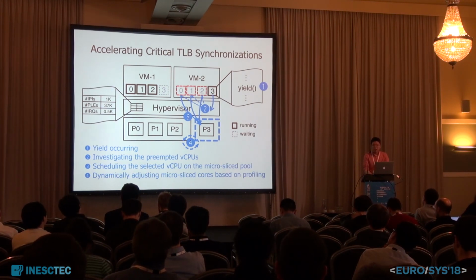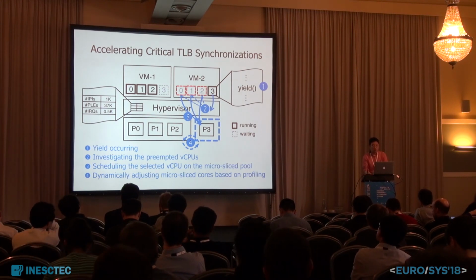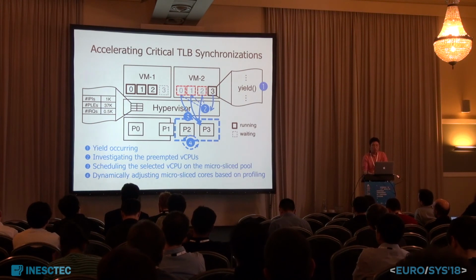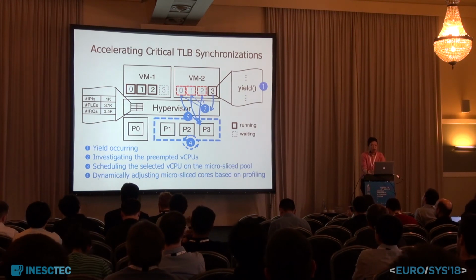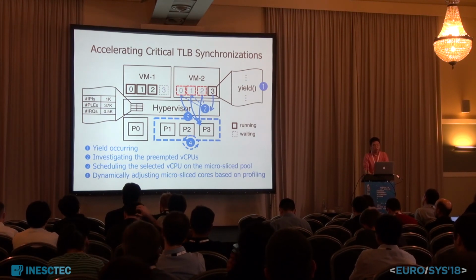If we decide from the profiling that a single micro-sliced core is not sufficient, then we dynamically increase the number of micro-sliced cores, like in this animation. Also, we are able to shrink the micro-sliced pool if needed.